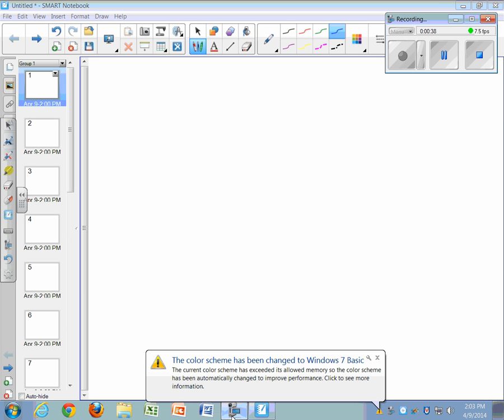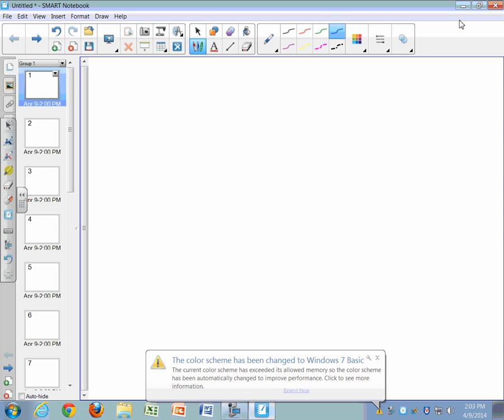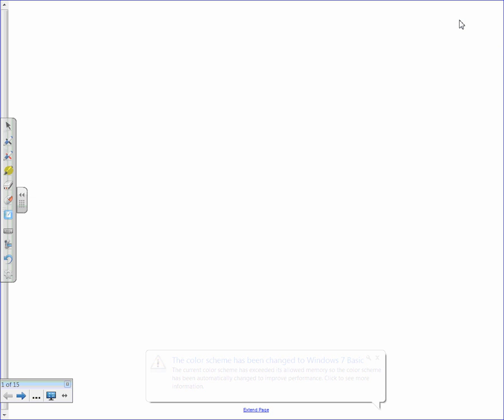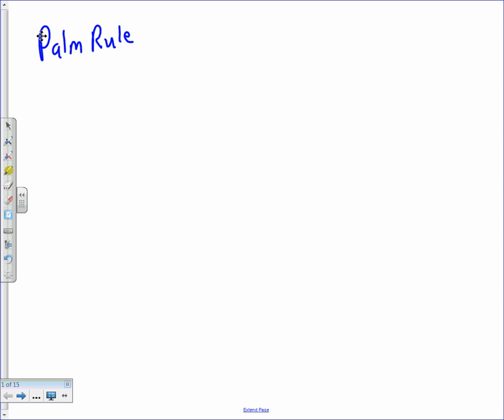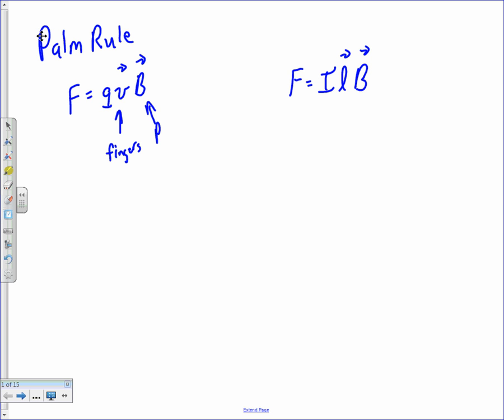Let's see. So you want to go over the right hand rule first? Yeah. I know it's sort of confusing to folks. So there are a couple of things. We have the palm rule. And with the palm rule, you're dealing with a couple different instances: F equals QVB and F equals ILB. If you were in the 202, remember these were vector quantities, and we did the cross product between them. So we let our fingers go in the direction of V, our palm goes in the direction of B, and our thumb then gives the force.